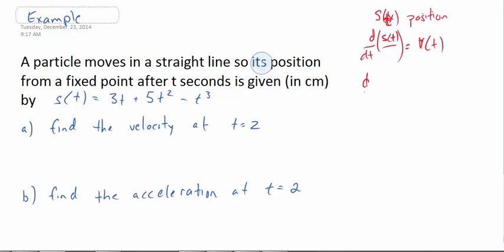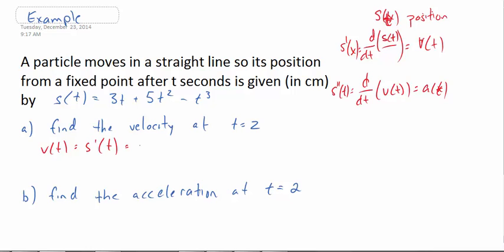If we differentiate velocity, what do we get? Well, what's the rate of change of the velocity? That's the acceleration, people. So S of t is the position function. Its first derivative is the velocity function, and its second derivative is the acceleration function. So find the velocity at time equals 2. Well, velocity v of t is equal to the first derivative of the position function. So 3 plus 10t minus 3t squared.